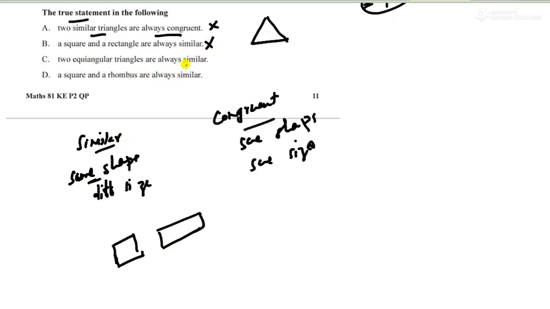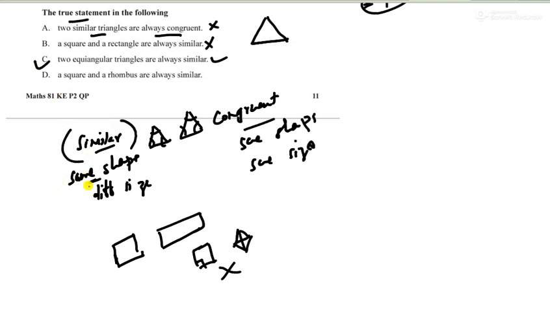Two equiangular triangles are always similar. Yes, this can be right. Means corresponding angles are equal, so they can be similar. This is looking correct, but let us look at fourth. A square and a rhombus are always similar. Square is in this shape and rhombus is in this shape. So they can't be equal because angle is not 90 here. So only option number C is matching the condition of similarity. So that is our right answer, option number C.